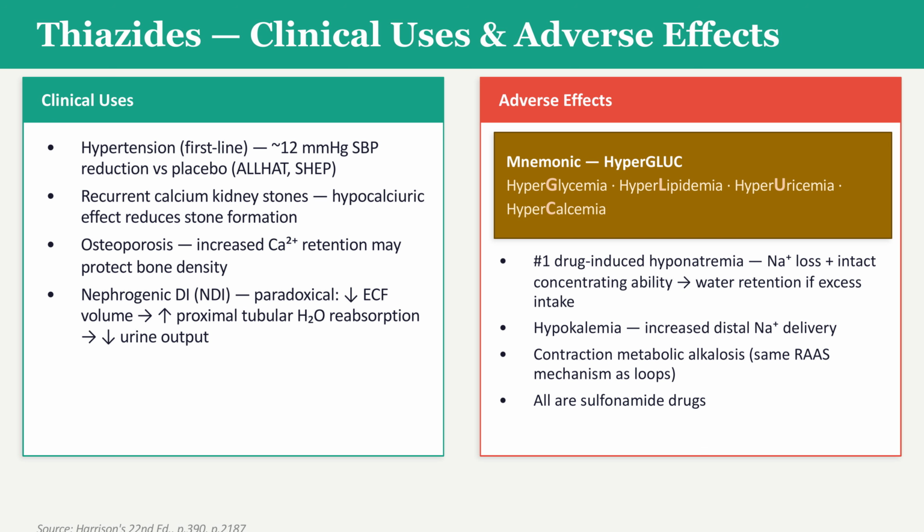Here's why. They block sodium excretion in the DCT, but, and this is the key, they leave the medullary gradient intact. So the concentrating mechanism still works. If a patient on a thiazide drinks excess water, their kidneys reabsorb all of it while still losing sodium in the DCT. The result is dilutional hyponatremia. Loops, by contrast, destroy the medullary gradient, so excess water just washes out, which is actually protective against severe hyponatremia.